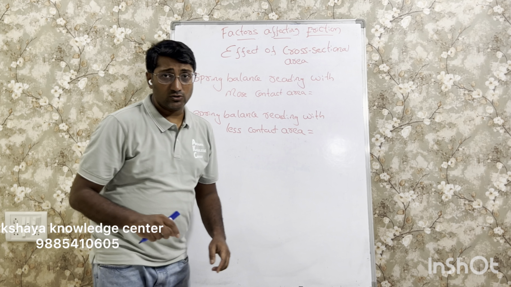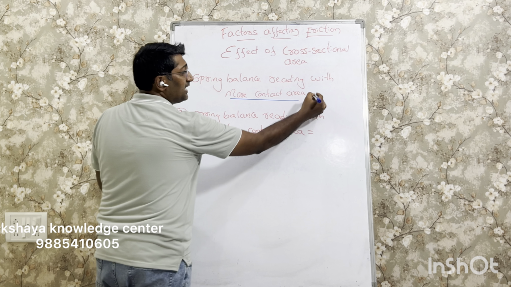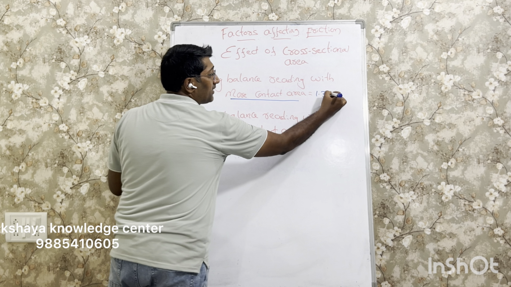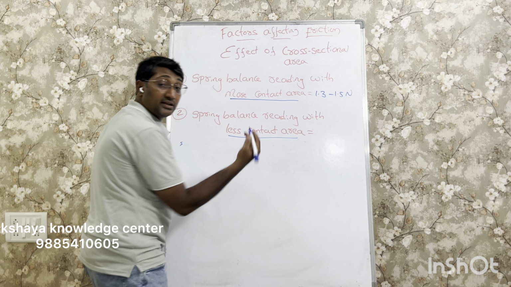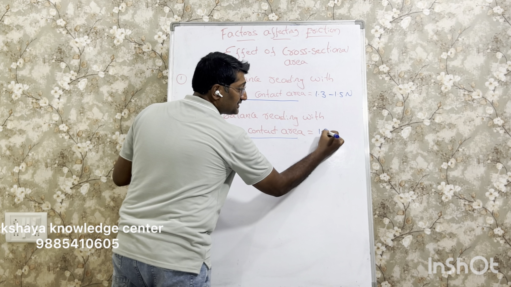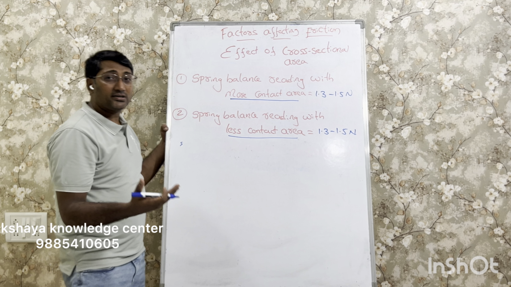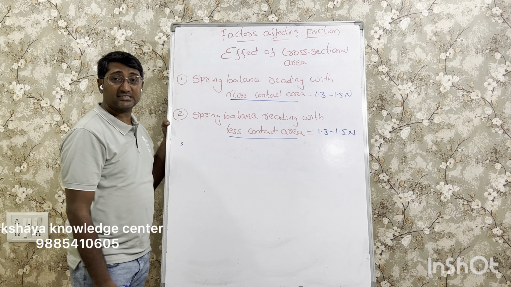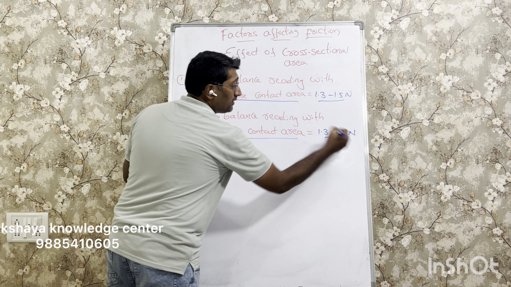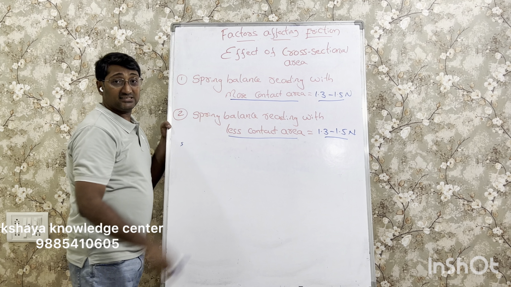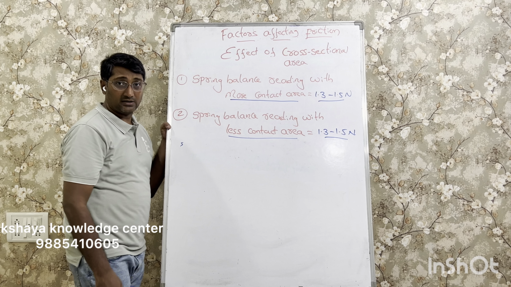Let's see the results on the board. We already have performed it. With more contact area, we saw somewhere between 1.3 to 1.5 newtons, and with less contact area too, we saw the same thing, 1.3 to 1.5 newtons. So what is the conclusion from this experiment? Frictional force remains the same even when area is changed. That means contact area does not affect the frictional force.